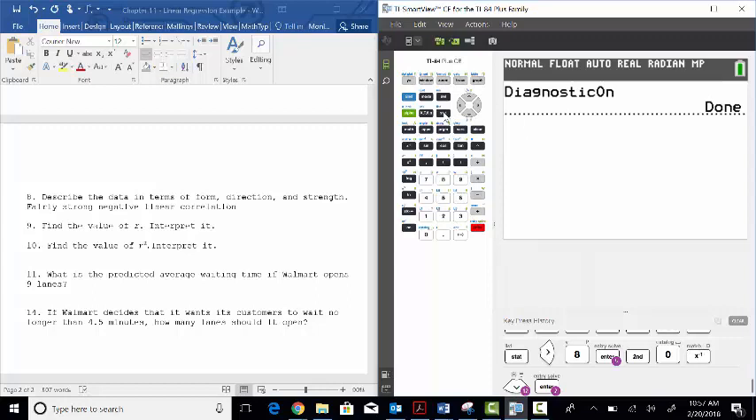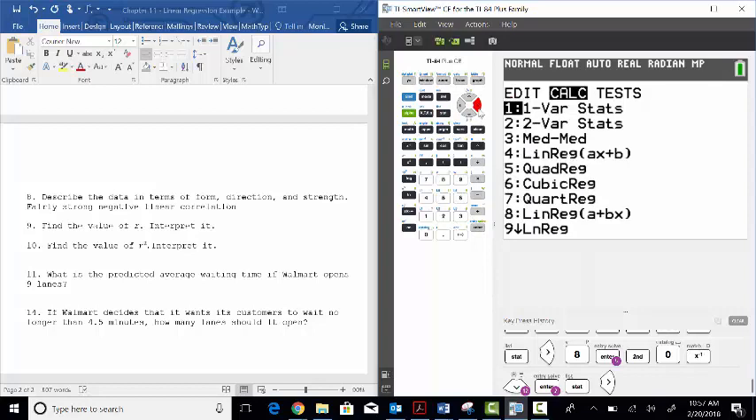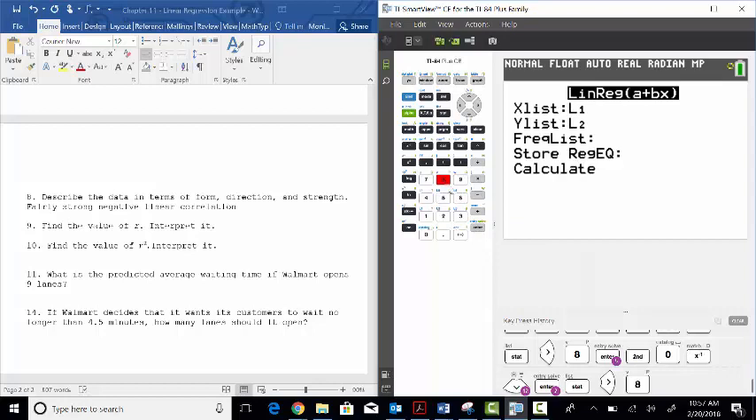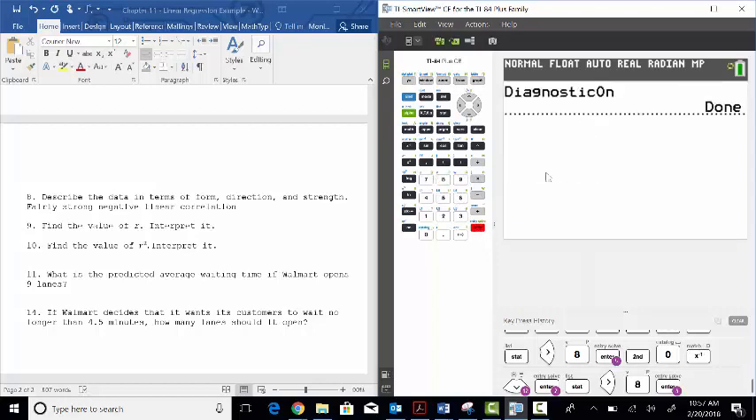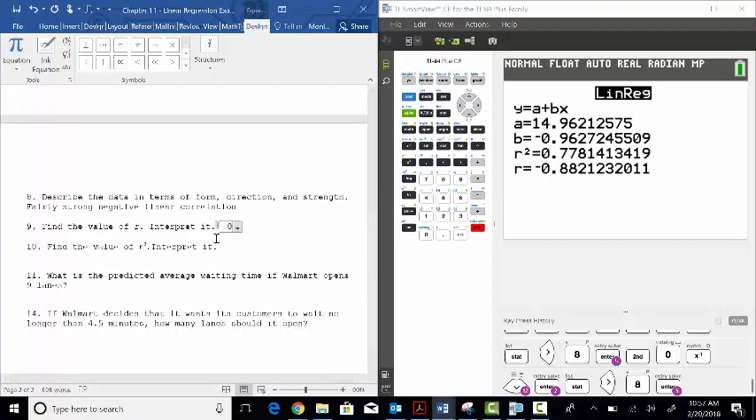All right, once you get that on this first time, you don't ever have to do that again. But you want to have it on so that when you go to stat, and you go over to your LinReg, so stat calc number 8, and you actually calculate it all the way through, now it should pull up your R and your R squared value. All right. And so what is the value of R? According to my calculator is negative 0.88.